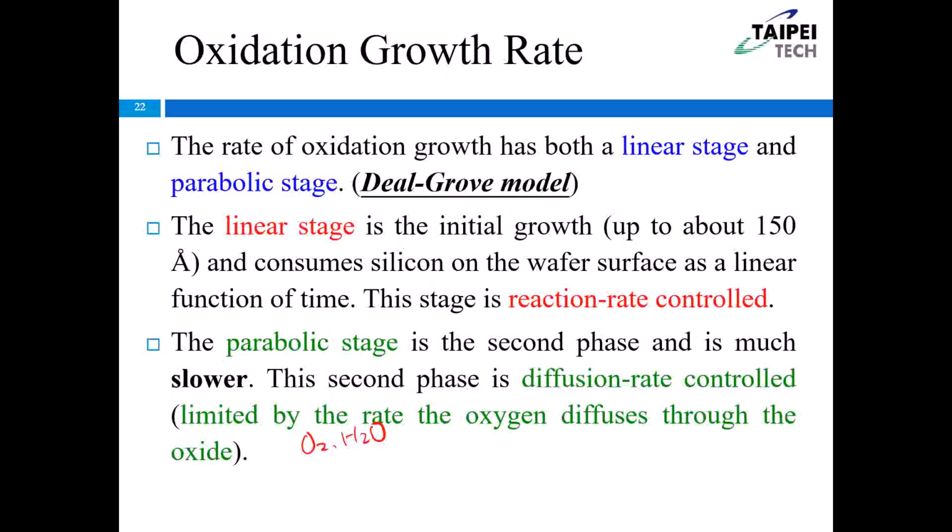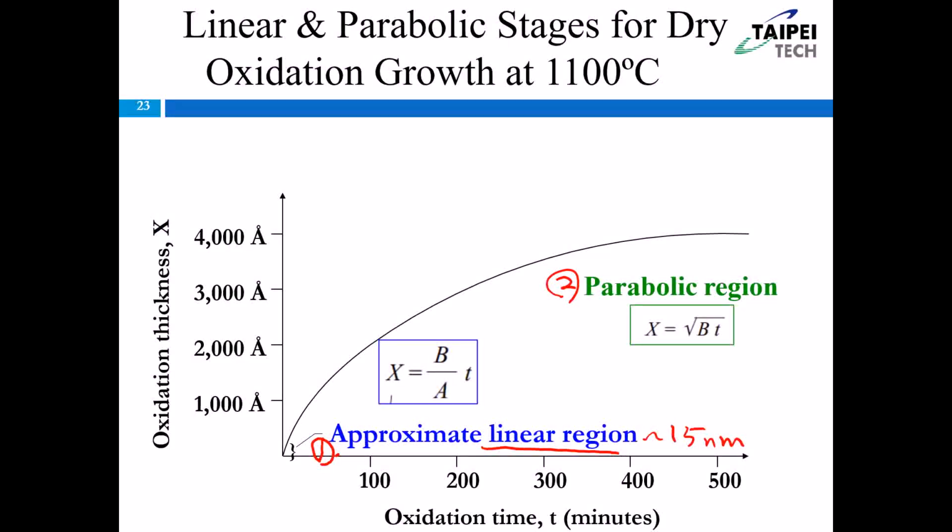Okay, let's begin our lesson. So we talk about the growth rate of the thermal dioxide. Then we talk about the first stage. We mentioned the first stage is the linear region. So let's look at the first stage. So right now I draw the picture for the first stage.